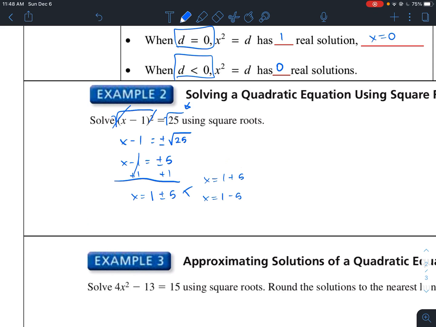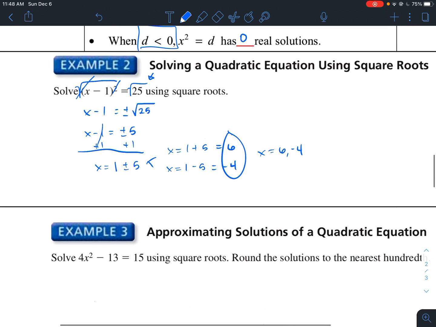minus 5. So here we have x is equal to 1 plus 5, which is equal to 6. And here it will be equal to 1 minus 5, which will be equal to negative 4. And these are the two answers. So x is equal to 6 and negative 4. Those are the two solutions.